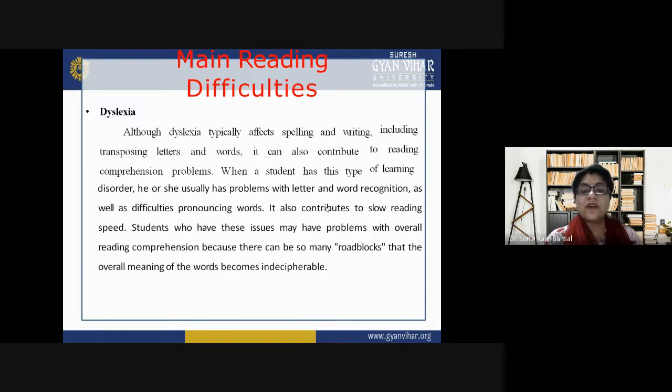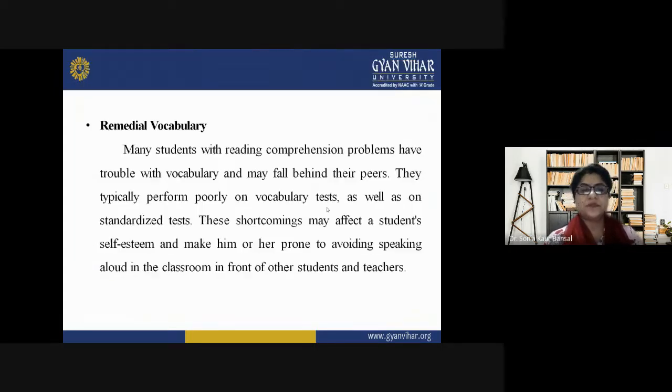Students who have these issues may have problems with overall reading comprehension, because there can be so many roadblocks that the overall meaning of the word becomes indefensible. So this is something related to incompetency in decoding the spelling and writing the proper symbols. Now this is remedial vocabulary. Many students deal with this problem.